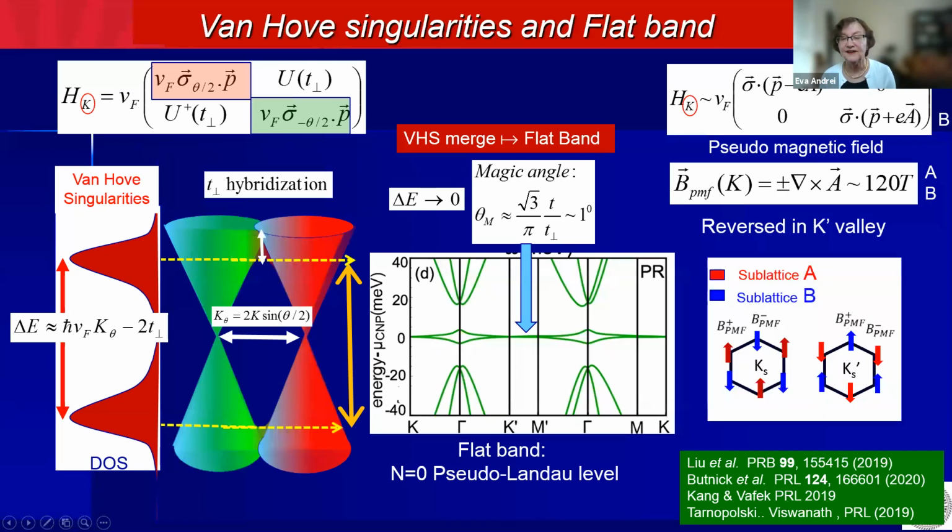So pictorially, we can illustrate it like this. So these are the 2 mini Brillouin zones, and you have pseudomagnetic fields, which are pointing up on the A sublattice and down on the B sublattice in the K values, and the whole thing is reversed in the K prime sublattice, mini Brillouin zone. Okay, so we have basically 4 quantum numbers here. So in one mini Brillouin zone, pseudomagnetic field points up on the A sublattice. In the other mini Brillouin zone, pseudomagnetic field points down on the B sublattice.